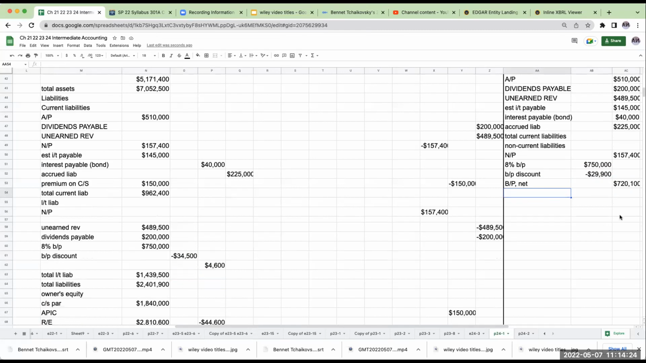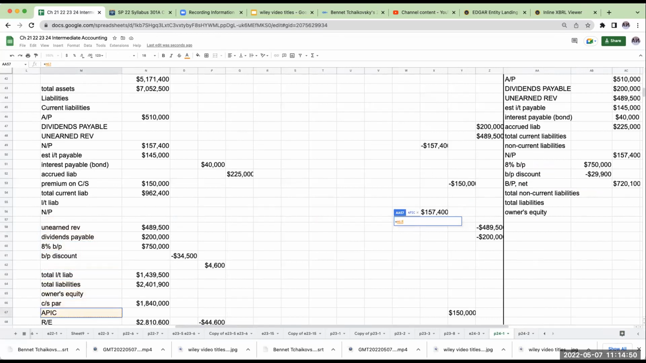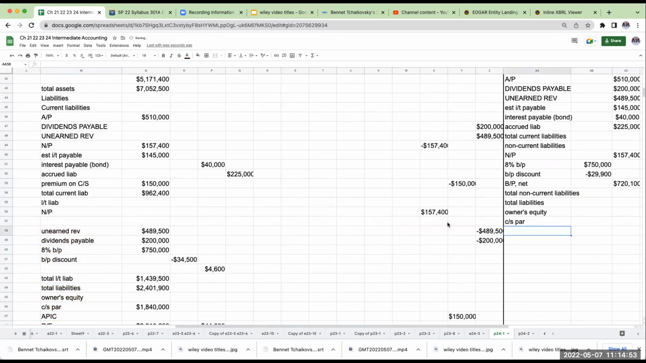So over here, my total non-current liabilities will be 877.5. My total liabilities will be 2,487,000. For my owner's equity, I'm not doing any of the stuff with like, this is at par, but let's just go ahead. We've got common stock at par, additional paid-in capital common stock. So my common stock at par was 1,840,000. My additional paid-in capital was 150.